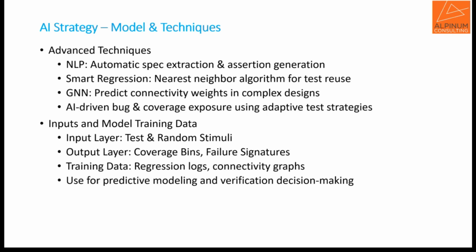Our model training data, as the input layer, is typically, in the model itself, generating the tests and random stimulus, and the output layer gets its feedback from the coverage bins and the failure signatures. That's how we train our whole model, slightly different for the input layer and the output layer, in our training process.